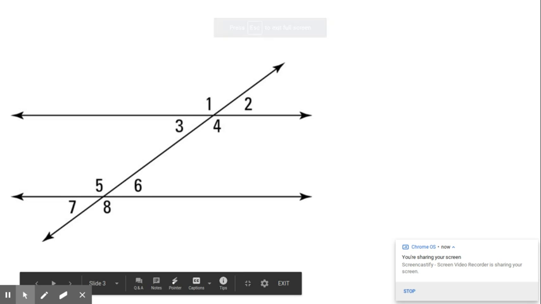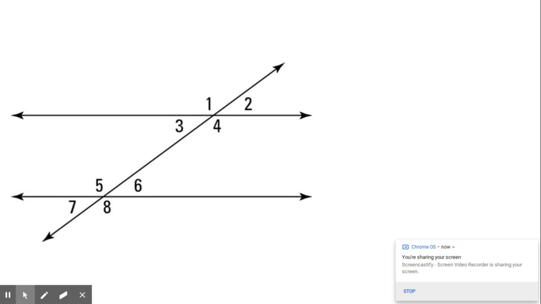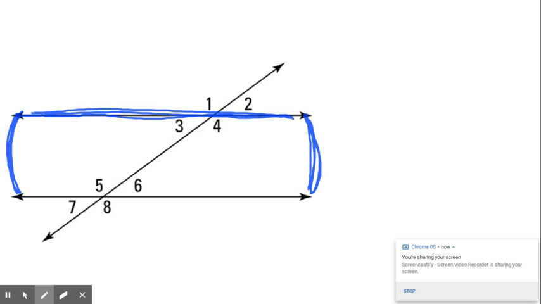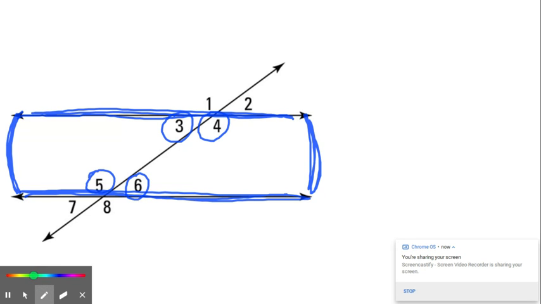Let's talk about angle relationships created by lines in a plane intersected by a transversal. All right, so here's the side of my car right here. These are the two lines that are intersected by the transversal. So here's the side of my car. Okay, so the four angles that are inside the car, my interior angles, are 3, 4, 5, and 6. We'll change colors here. 1, 2, 7, and 8 would be my exterior angles.